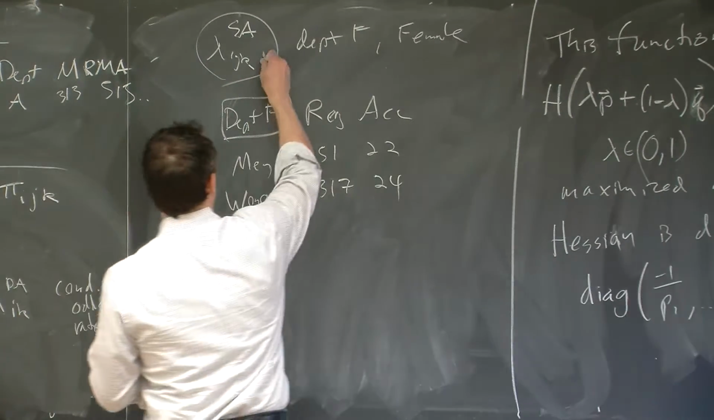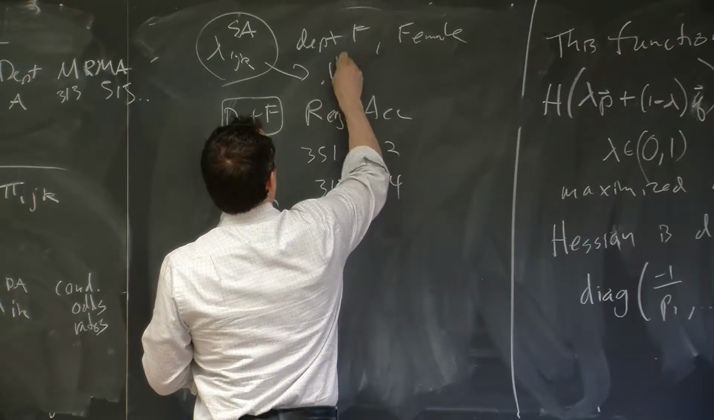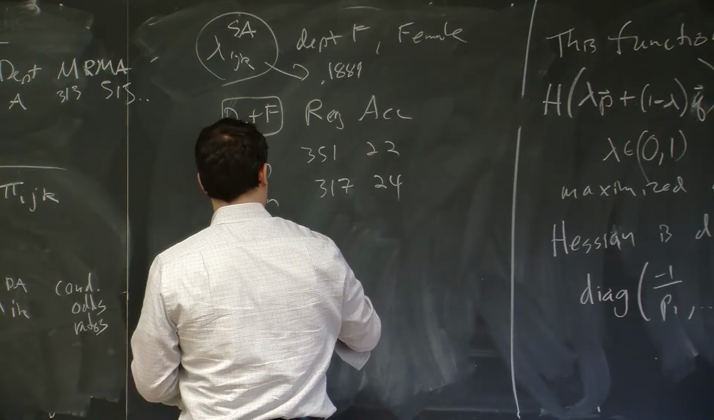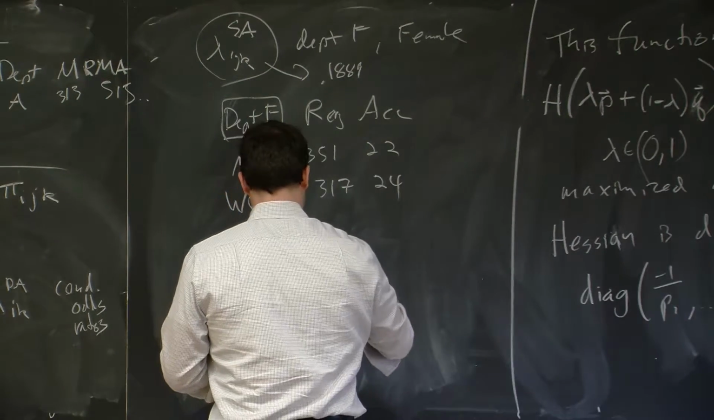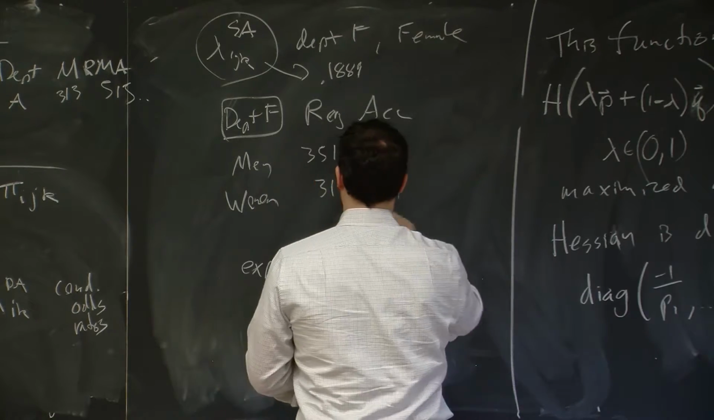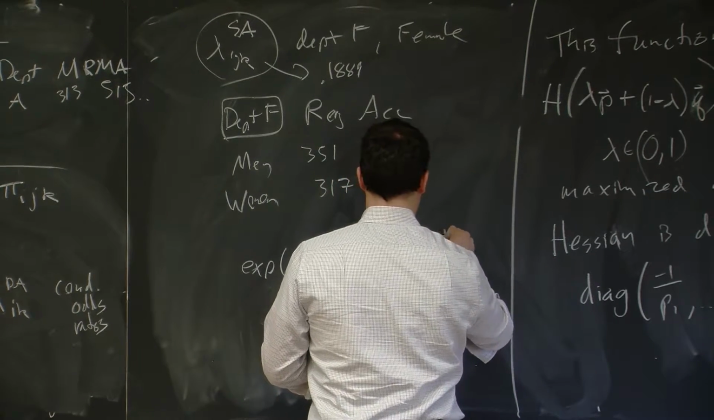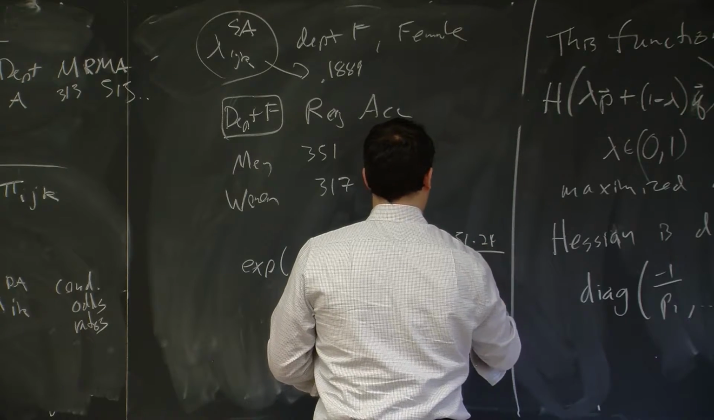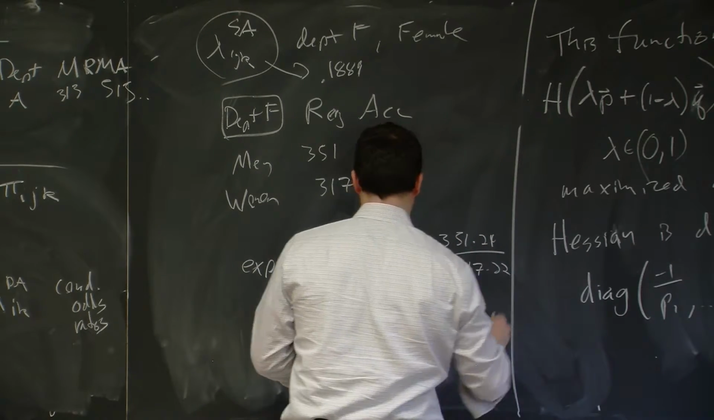So in other words, when we estimate this, we'll get 0.1889. The exp of 0.1889, or 1.208, is equal to the odds ratio from this table: 351 times 24 over 317 times 22.